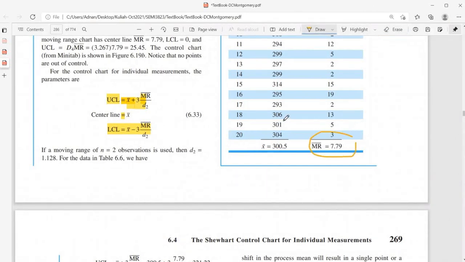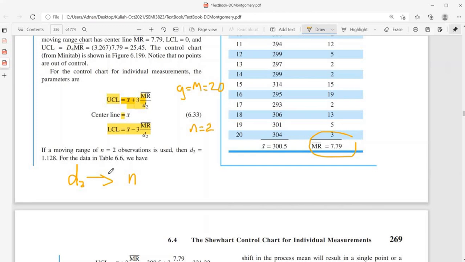I forgot to explain just now. In the case of D2, when we want to use D2, we need to know the N value. In our case, don't confuse, the N value is not this 20. This 20 is basically the number of subgroups. Your book uses M, or sometimes I use G, for subgroups. So M is 20, or if you use G, then G is 20. The N in this case is equal to 2.